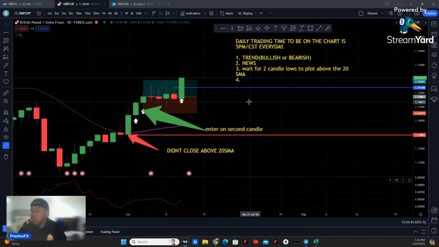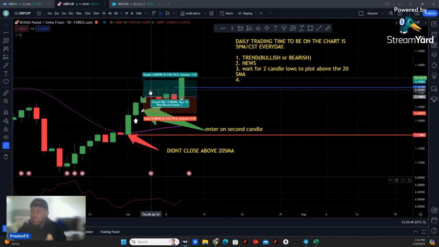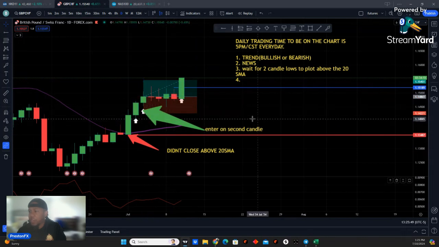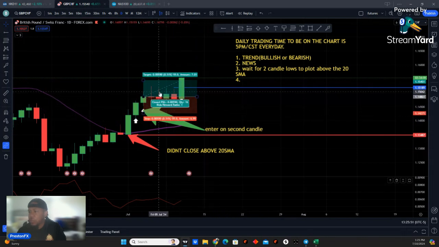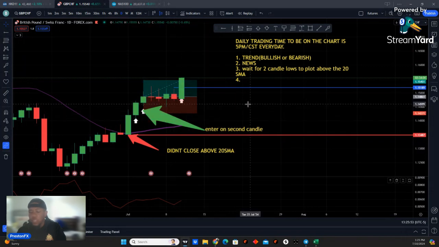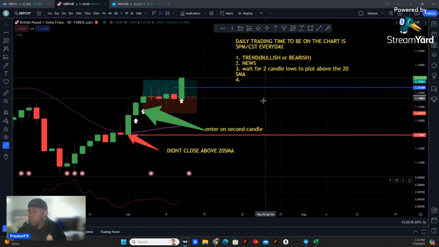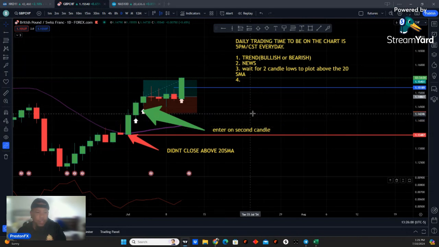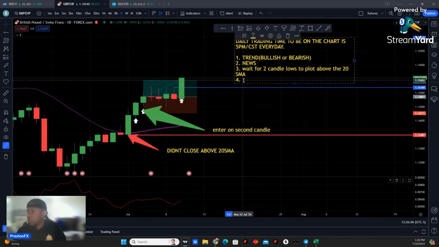Enter on second candle. Of course, you waited, you checked it every single day, and it's probably negative, this and that. It went down a little bit, came back and closed above, came back, closed down below. So if you don't have the patience, you probably would have been in and out of this trade, trying to, it's not going the right way. You just have to let it play out. Enter on second candle.